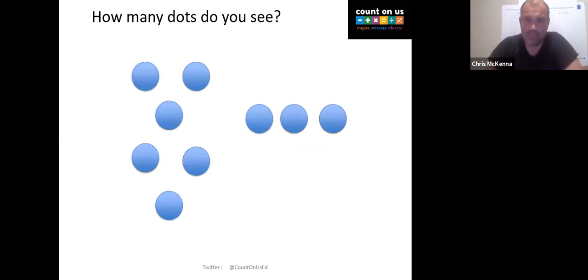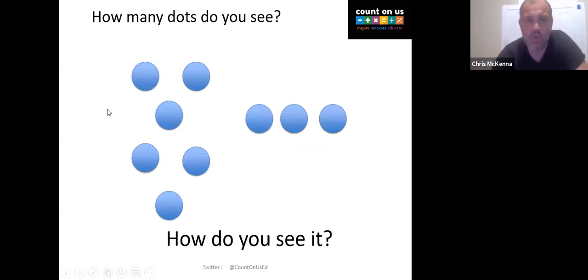Do you have the answer? Are you shouting out at home? I hope you are. The answer is 9. Good. And again, ask the question, how do you notice 9? How do you see the dots grouping together? I see 3 plus 3 plus 3, but some people might see it differently.